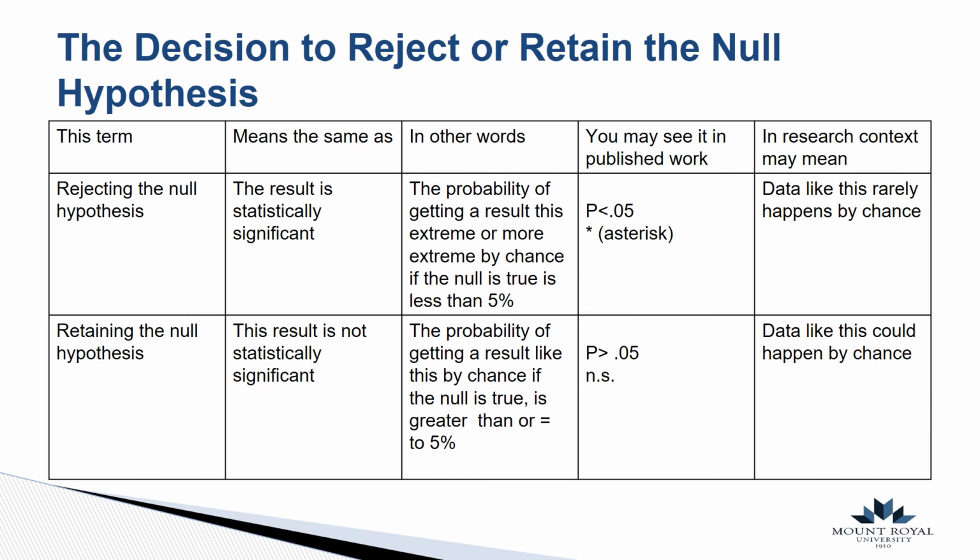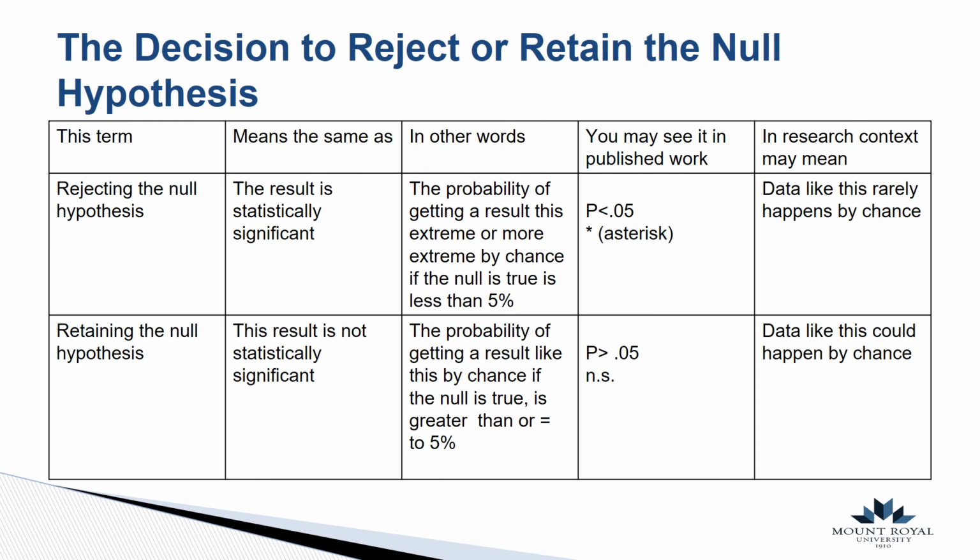And you would see p-values stated as shown here, less than 0.05, and often if there's a list of different p-values based on different variables in a table or a chart, those that are statistically significant are often designated by the little star. And in a research context, what this might mean is data like this rarely happens by chance, and it is due to our intervention or our treatment.